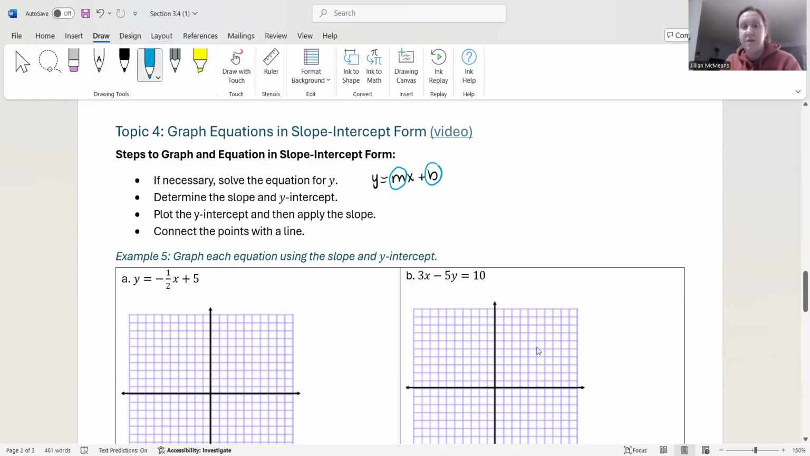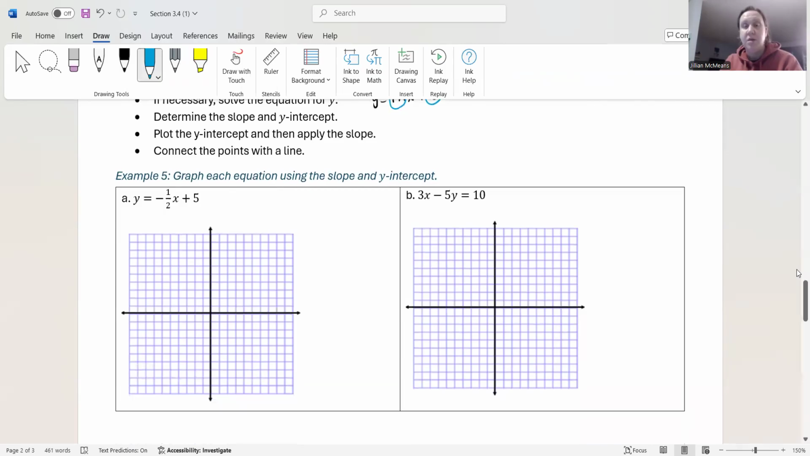So for example 5, it says graph each equation using the slope and the y-intercept. For part A, we have y = -1/2 x + 5. This has already been solved for y for us. We just need to figure out the slope and the y-intercept. So my slope is -1/2, and my y-intercept is 5. For this to be a y-intercept, it would have to be the ordered pair (0, 5), so you can also think of it like that.